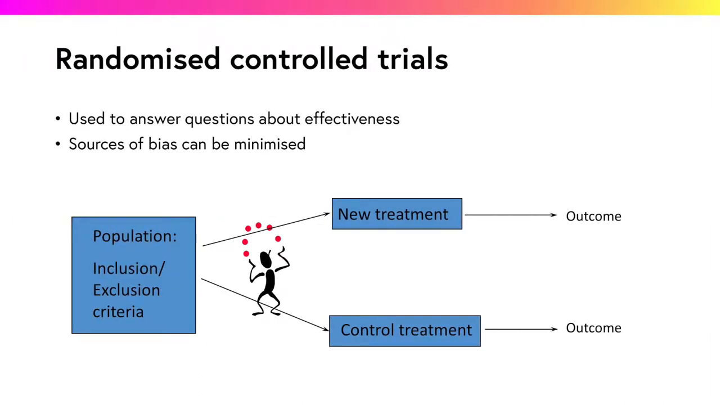If a research question is asking how effective a new treatment or intervention is, then the randomized controlled trial is the appropriate design to use. It is the study design where researchers have the most control in reducing sources of bias.